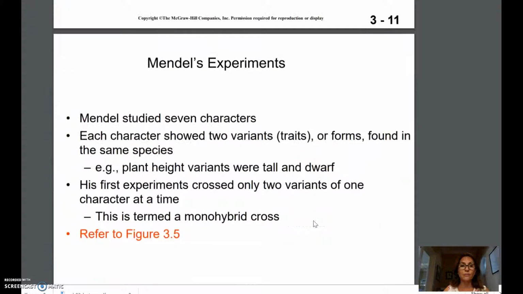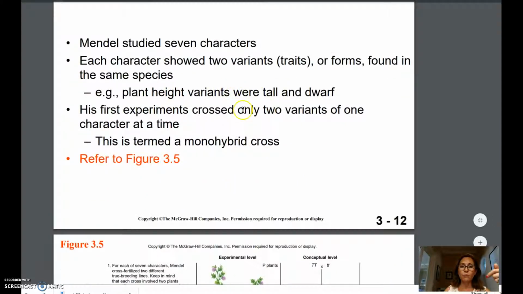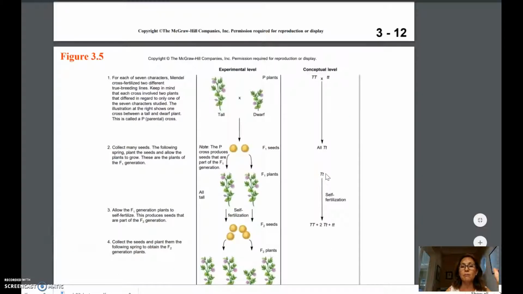of a process. The 7 characters that Mendel dealt with, each character had 2 variants or 2 traits, like white or purple flower colors, or forms. Here, tall or dwarf. These first experiments that he did, he simply did monohybrid crosses.